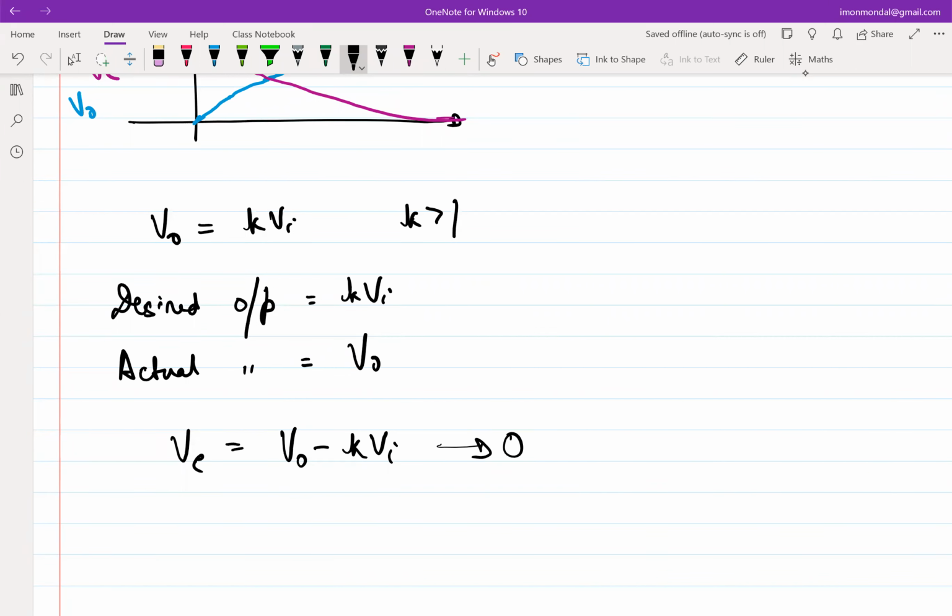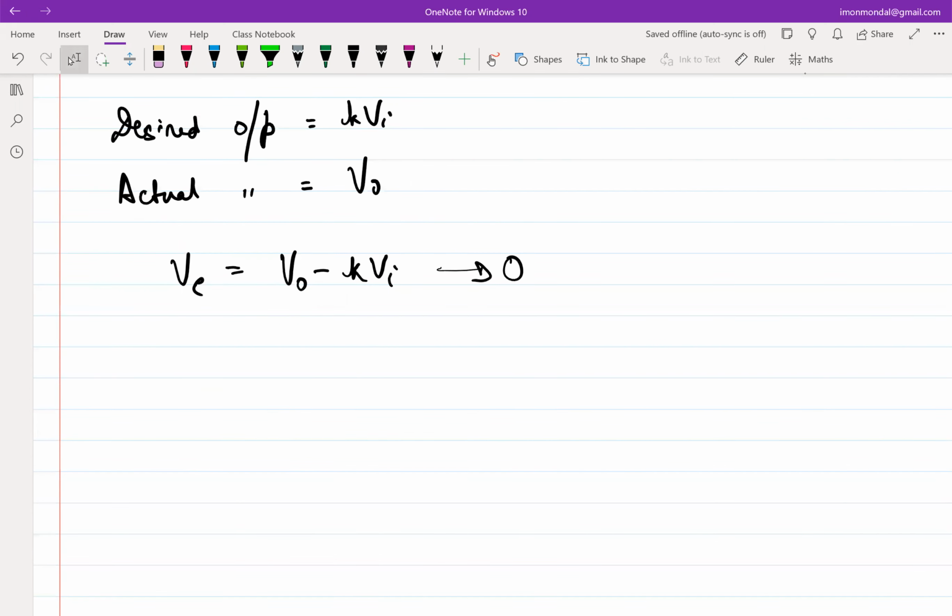Okay, so now what is the issue? Can I use this argument to set up my negative feedback loop in the first place in a practical scenario? Note that K is greater than 1. So I have a V naught, and I want this V naught to go to KVI, right? And for that, I am saying I have to compare V naught with K times Vi. Is that possible?